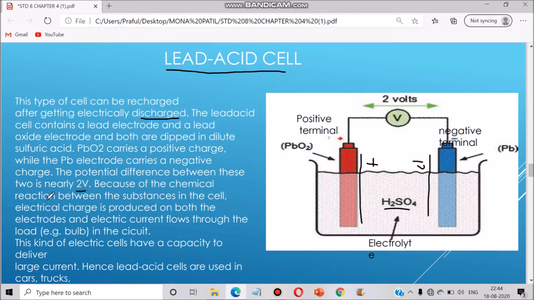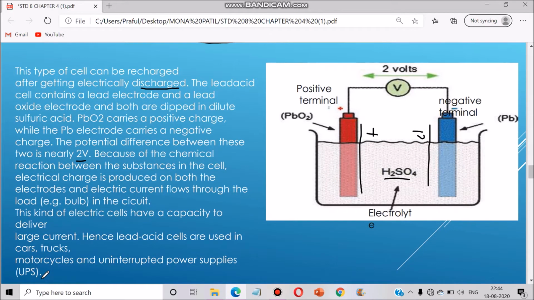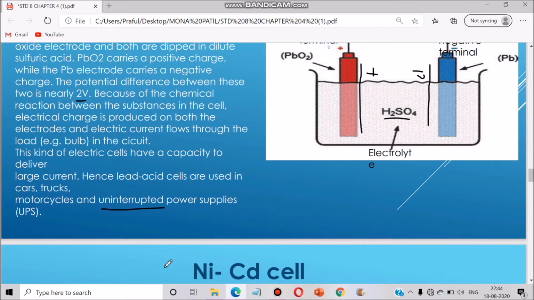Because of the chemical reaction between the substances in the cell, electrical charge is produced on both the electrodes and electric current flows through the bulb in the circuit. This kind of electric cell has the capacity to deliver a large current. Hence, lead acid cells are used in cars, trucks, motorcycles and uninterrupted power supplies, that is UPS.